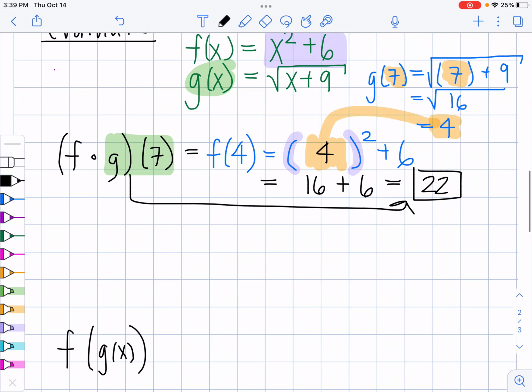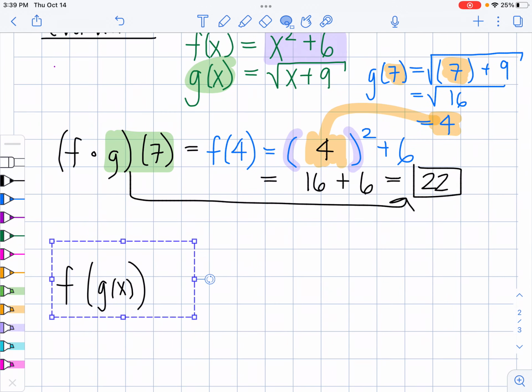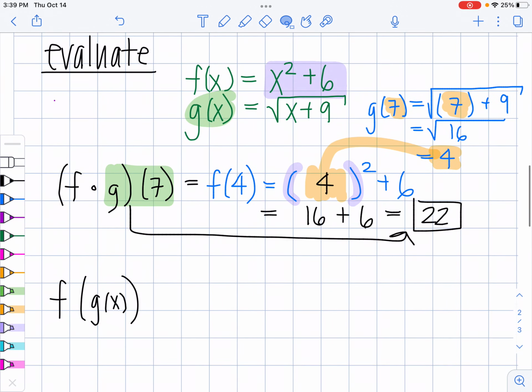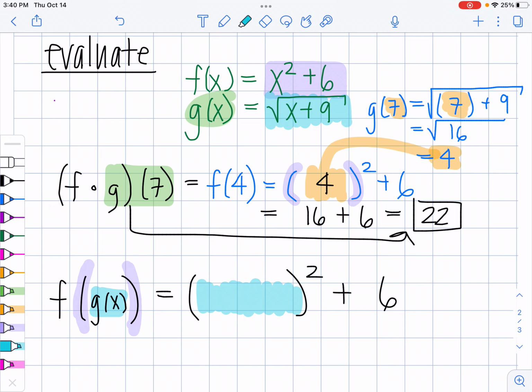Now, I want to find f of g of x. Here, let me move this up a little bit so we can work a little nicer. So now, this says I'm going to take my function g and plug it in my function f. So my f is the function I make the skeleton of. So my f is blank squared plus 6. But right in this blue space here, I'm going to plug in the whole function g, square root of quantity x plus 9.